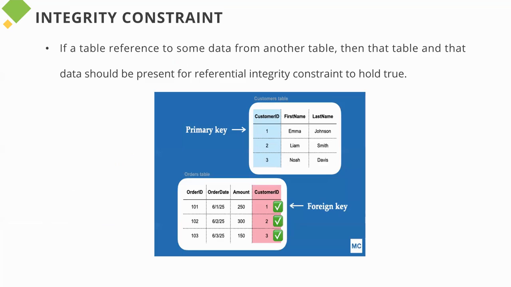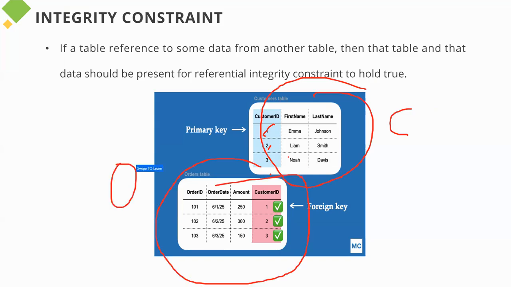And integrity constraints. If a table references some data from another table, then that data should be present for the referential integrity constraint to hold true. Say I have customer ID 1, 2, 3, with their first names and last names. This is my customers table, and I also have an orders table. In my orders table, for order ID 101, I have the order date, amount and customer ID.